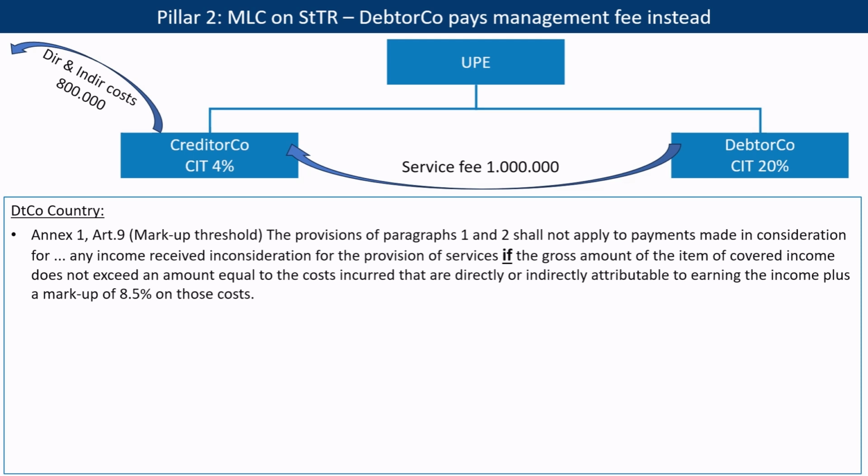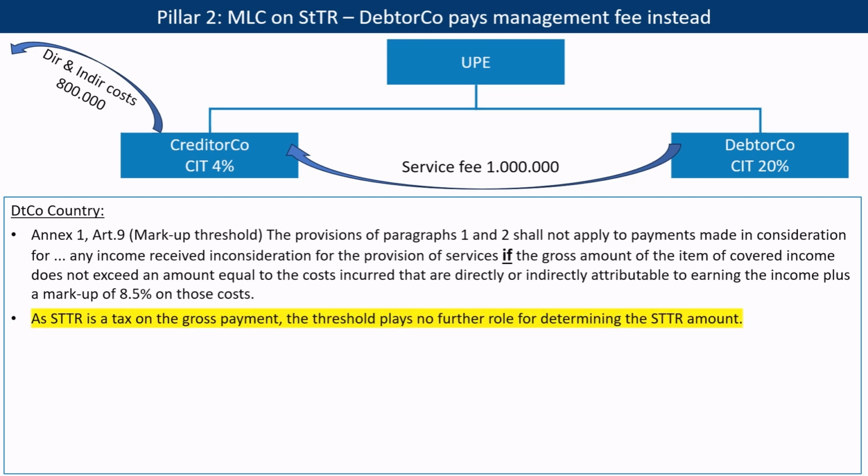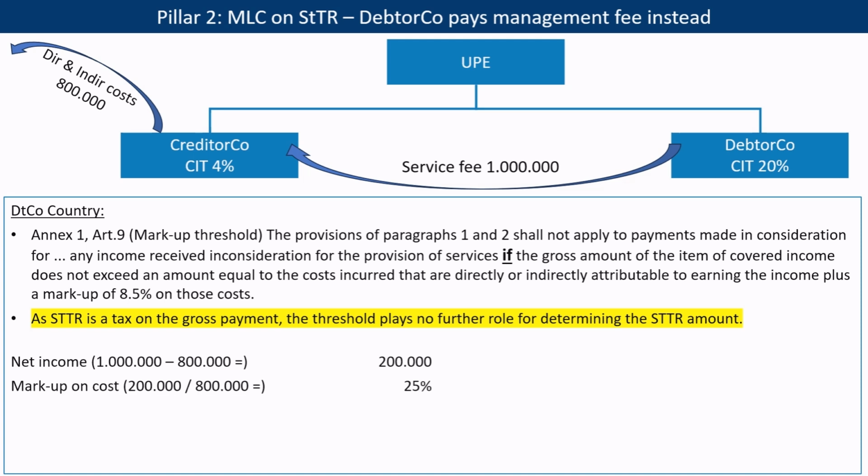So if you charge a markup of 8.4%, there is no STTR. If you charge a markup of 8.51%, there is the full STTR that is due. So the STTR is a tax on gross payment. We need to remember that the threshold plays no further role in determining the STTR amount, right? So now we've got net income of 200,000. A markup on cost is 25% because it's 200,000 over 800,000. So it's way above the 8.5%.